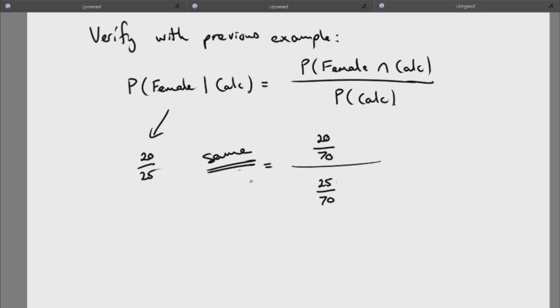But right now it might feel, well, we could have gotten the 20 out of 25. We didn't need this formula. Soon we won't be able to get it directly in some cases. The formula is going to make things much easier.